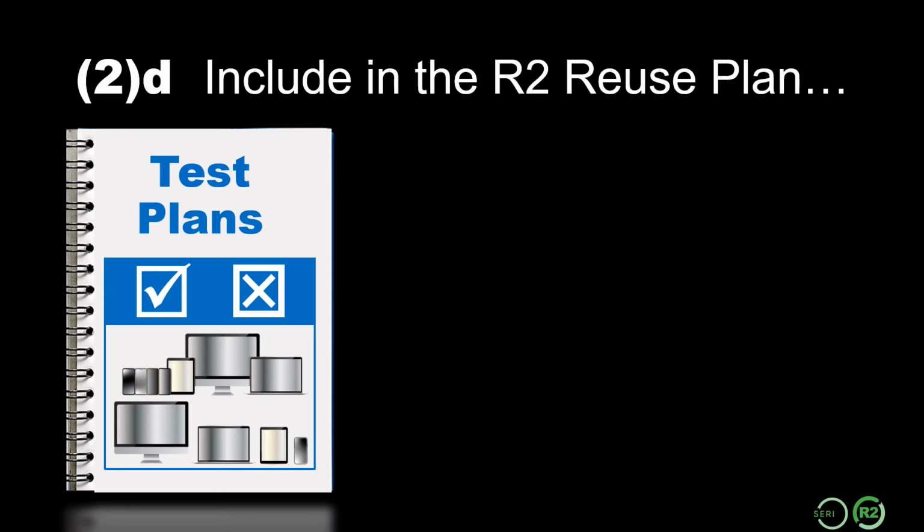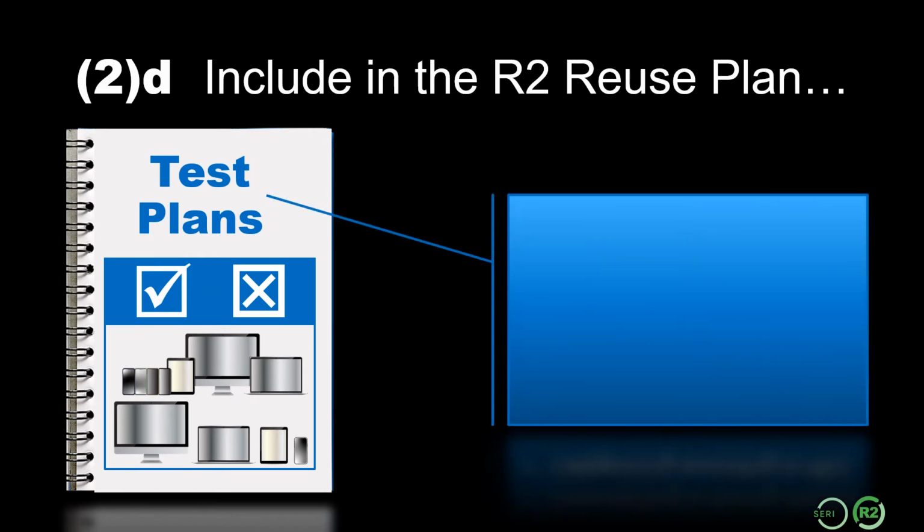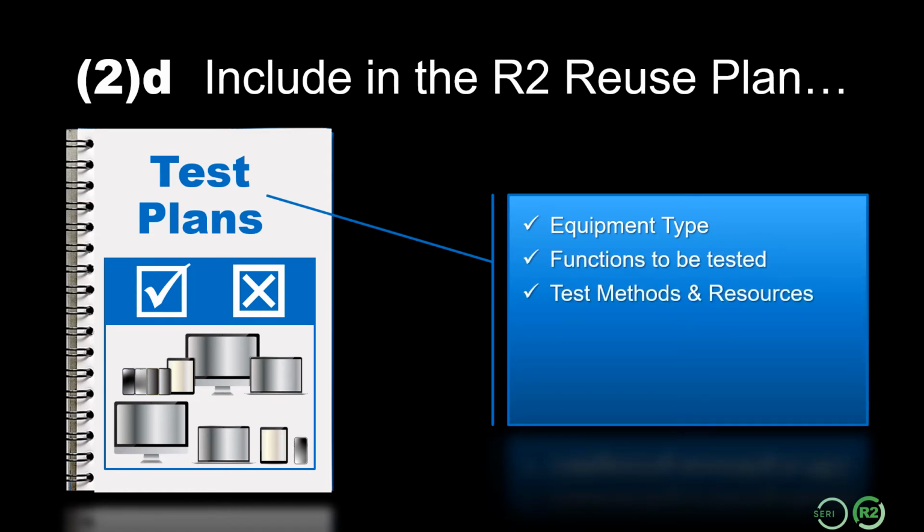This plan must also include documented test plans for each type of equipment and component tested and repaired at the facility. The test plans should describe the equipment and components to be tested, and the functions to be tested for each type of equipment, the testing methods that will be used to check the identified functions, and identify the resources needed to carry out the test, for example, the testing devices and software required.